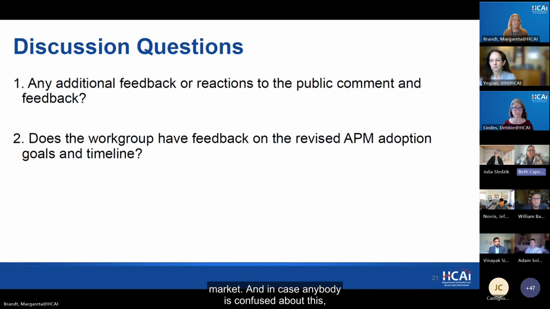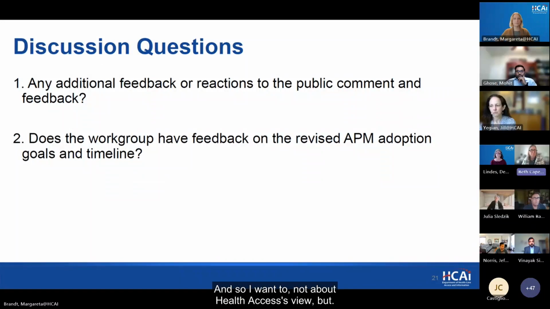And in case anybody is confused about this, Health Access continues to regard it as a basic consumer protection that provider organizations taking risks should be subject to state regulation. And I don't think we're going to change our mind on that anytime soon. Yeah, I don't disagree with you. But I think there's some confusion out there in the world. And so I want to, not about Health Access's view, but.